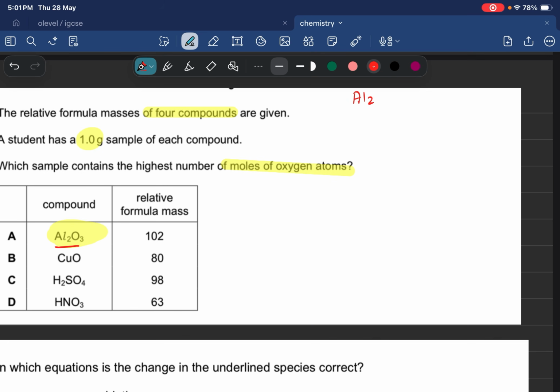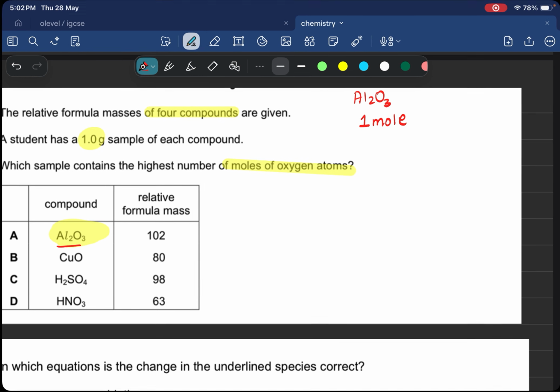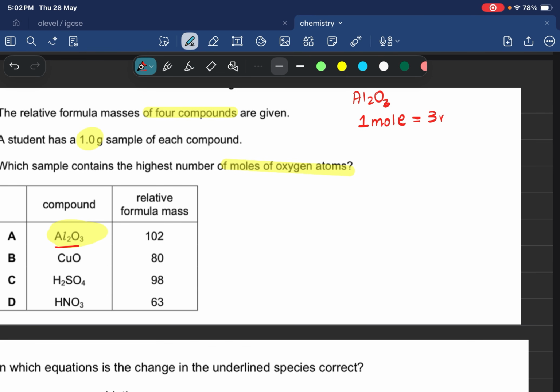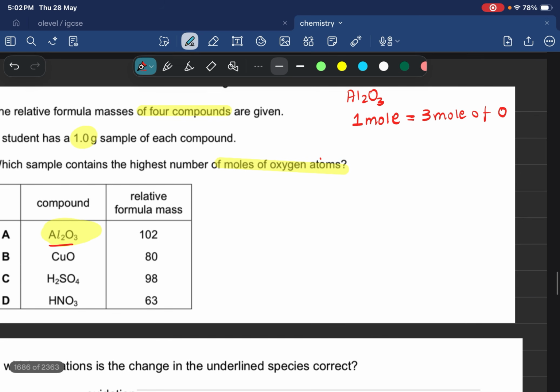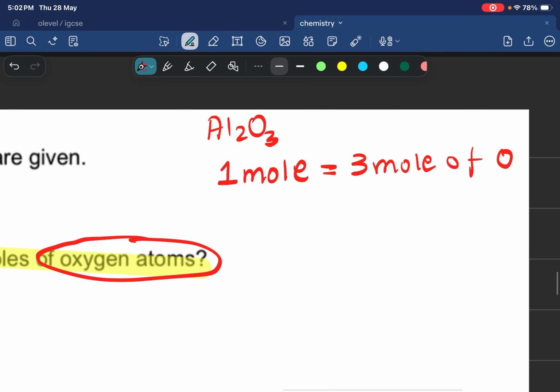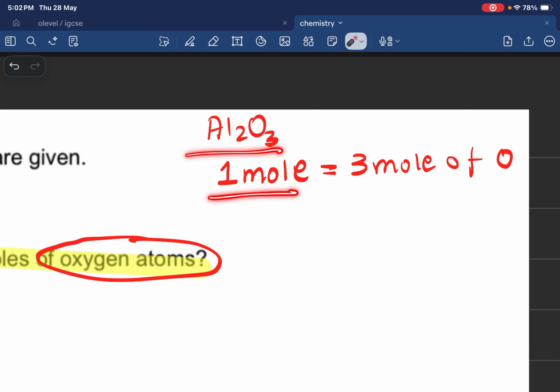So Al2O3. 1 mole of Al2O3. Now this is again a very tricky concept. I emphasize things you should know. 1 mole of Al2O3 contains 3 moles of oxygen atoms. We're not dealing with molecules, we're dealing with atoms, kiddos. Remember this. So 1 mole of Al2O3 contains 3 moles of oxygen atoms. How is this possible? The 1 over here means we have 1 mole of Al2O3. It contains 2 moles of aluminum and 3 moles of oxygen.